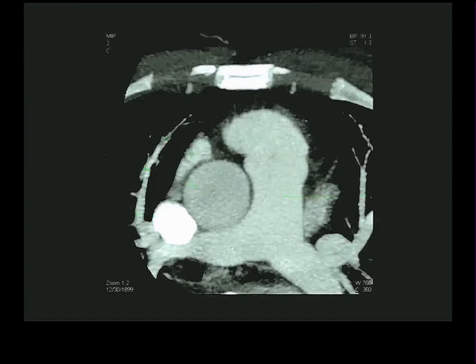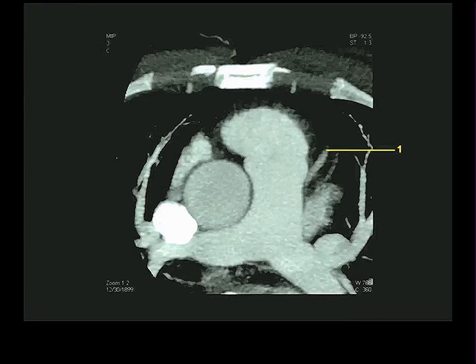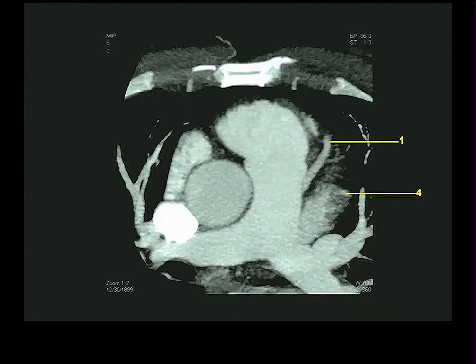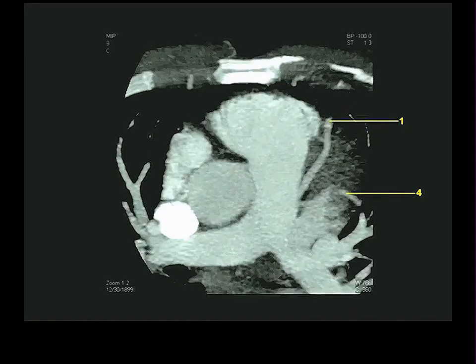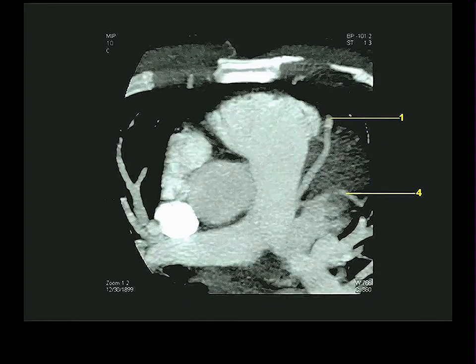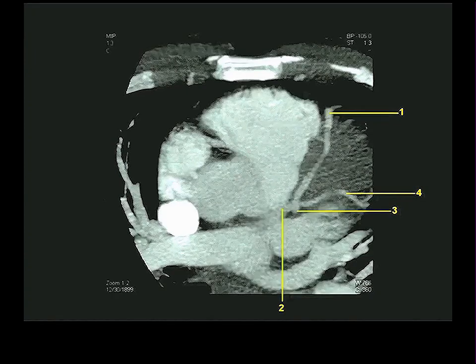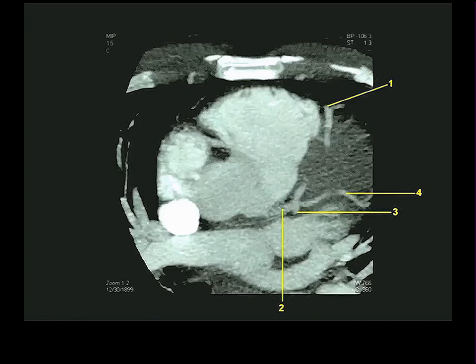I'm going to follow this down. We're going to start to see all sorts of things appear that we're not going to have a clue as to what they are. I don't know what number 1 is. Number 4, I don't know what that is. Let me follow them out. 3, no clue. 2, now we start to see something that I can probably identify.